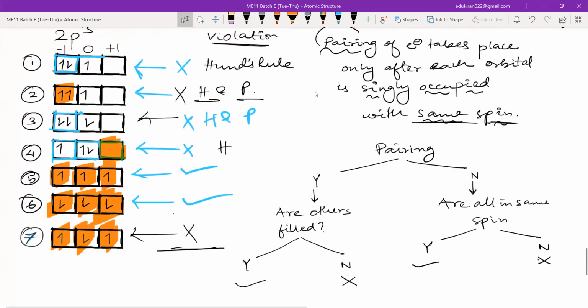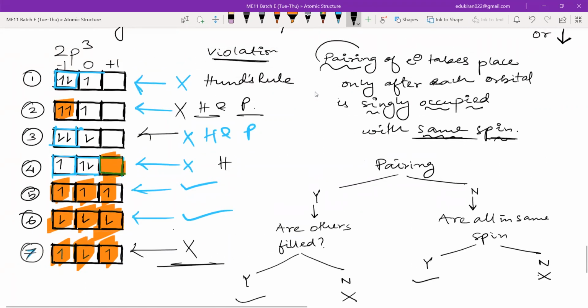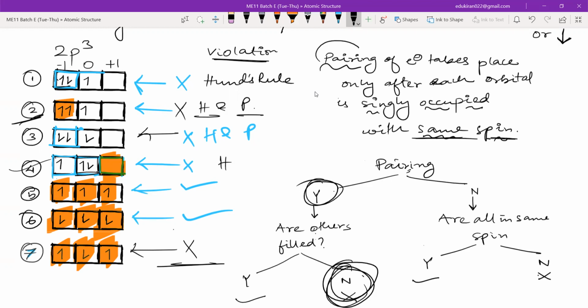So let us start with this here. We have pairing in the first one. Are others filled? No. That means it is wrong. Second one: pairing, yes. Are others filled? No. Also it is violating Hund's rule, since the same spin is needed. The third also will not be valid: pairing, yes. Are others filled? No. Fourth one: is pairing done? Yes, pairing is there. Are others filled? No, that is why it is wrong.